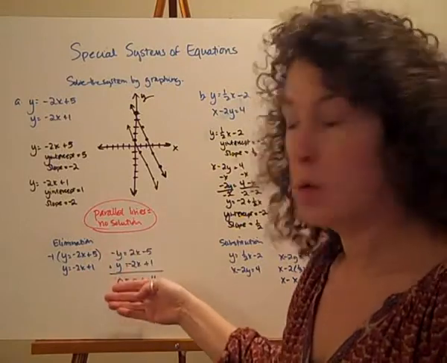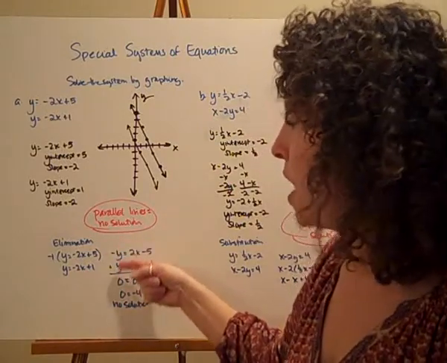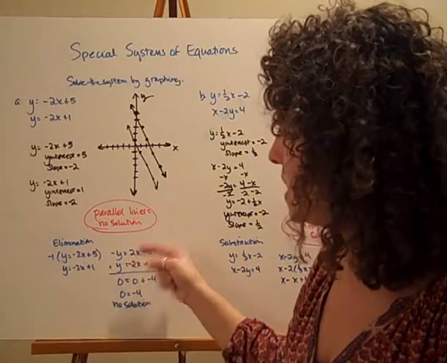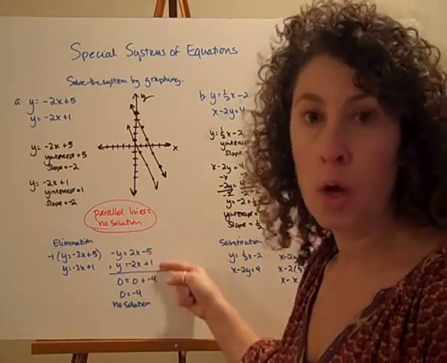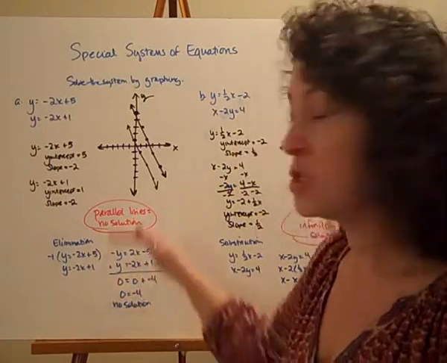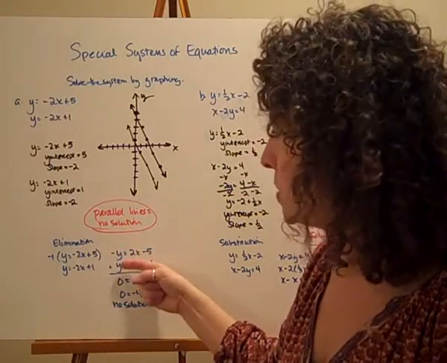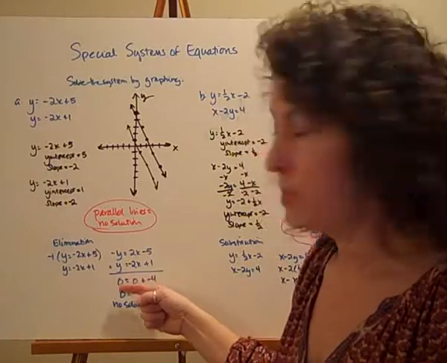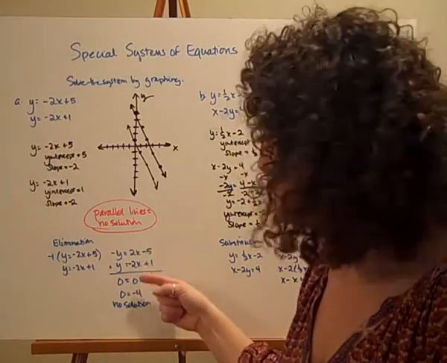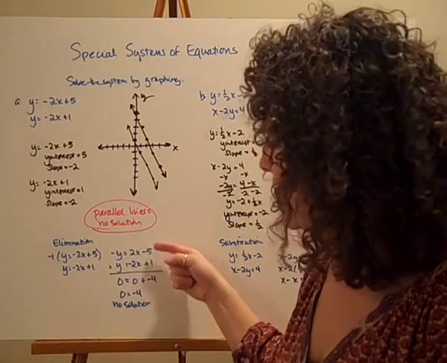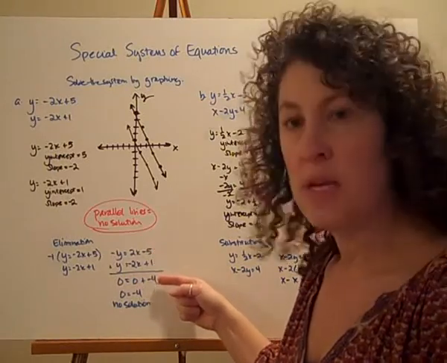I'm going to line these two equations up, and again, notice that I've got my y's stacked up, my equal sign stacked up, my x's are stacked up, my addition is stacked up, and my constant is stacked up. So now I'm just going to add down. So a negative y plus a positive y gives me 0, because they're opposites. It's my equal sign. A negative 2x plus a positive 2x also gives me 0. My negative 5 plus positive 1 gives me negative 4.